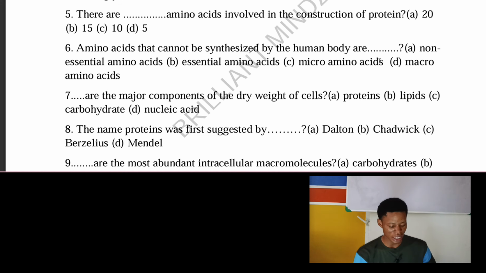Okay, number 8 now. The name proteins was first suggested by dash. The name protein was first suggested by Berzelius. That is option C. Berzelius was the first person to suggest that name, protein, which is what we are using today. The name of that person was Berzelius. Alright, moving on to number 9.